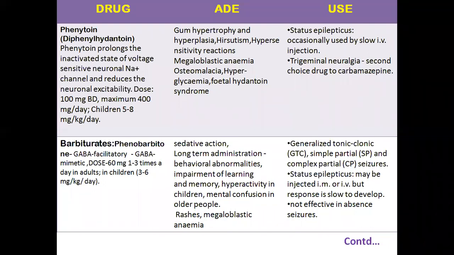What are the uses of phenobarbital? In generalized tonic-clonic seizure, simple partial and complex partial seizure, and in status epilepticus, it may be injected intramuscularly or intravenously, but is slow to develop. It is not effective in absence seizure.